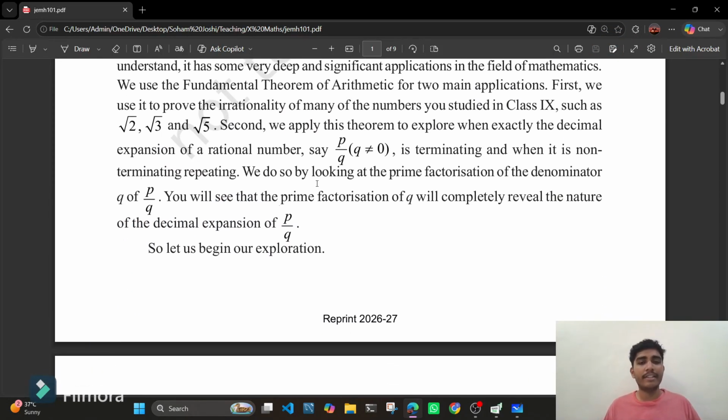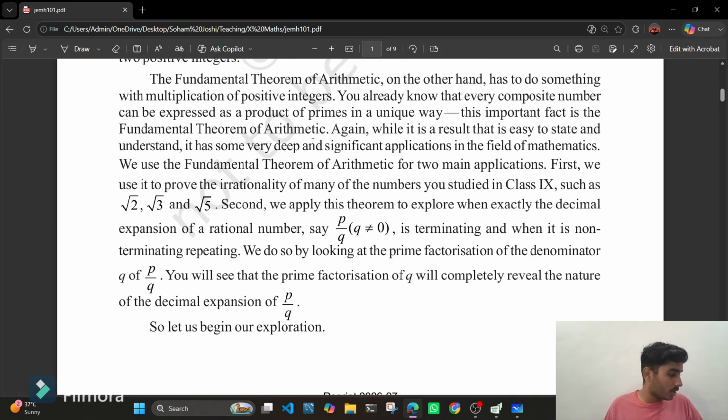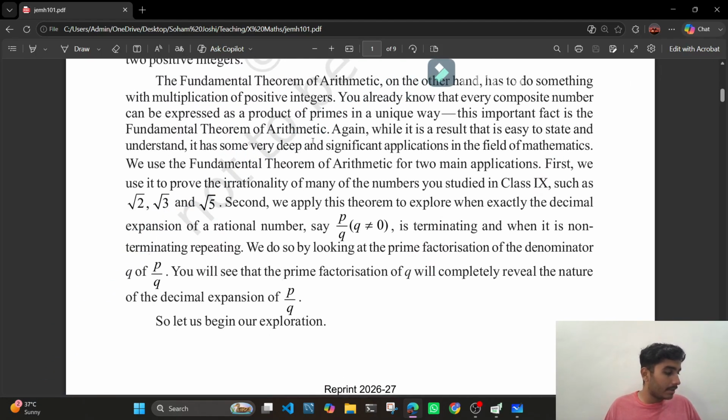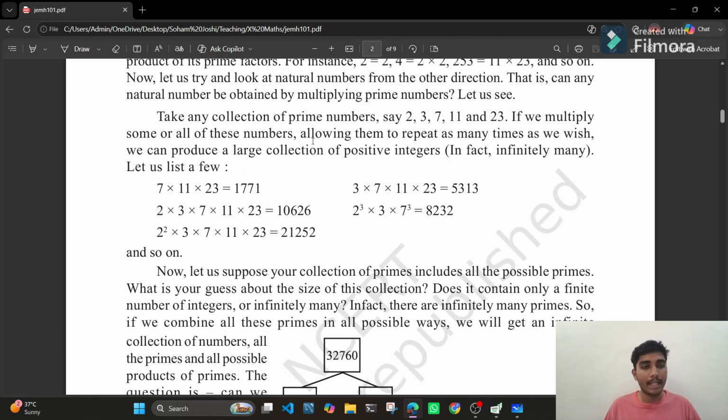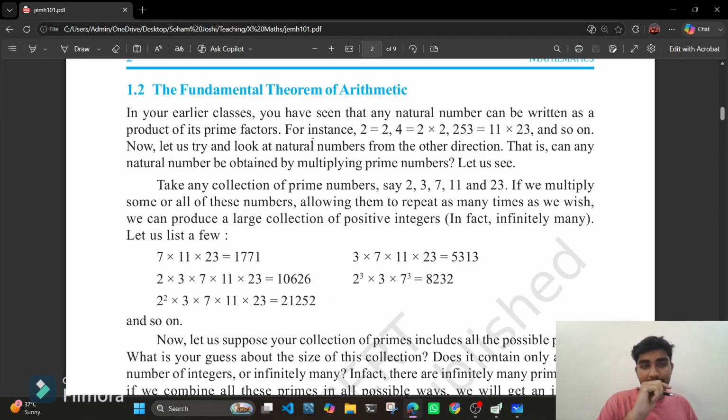This chapter is very small, and it doesn't have many concepts to learn. So we'll just quickly go through it and end this video as soon as we can. Next up we have the fundamental theorem of arithmetic.